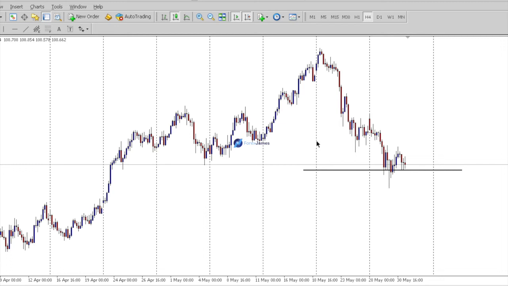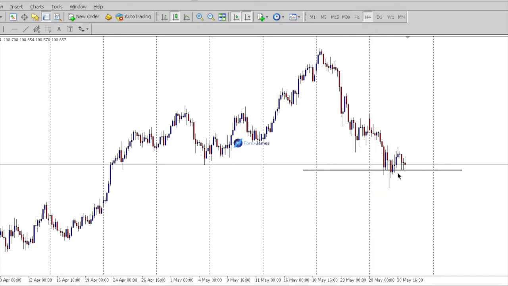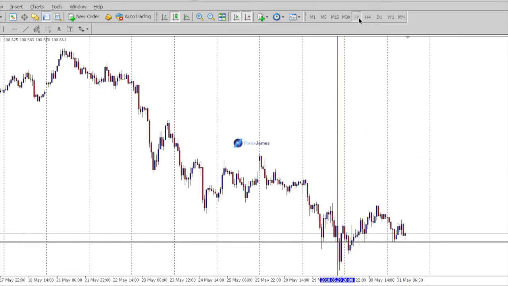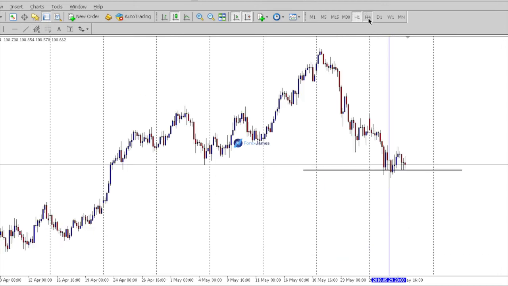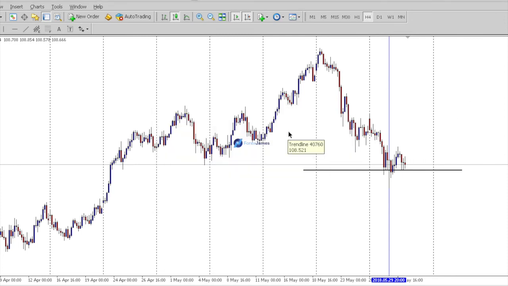So how can you make use of this information for your own trading? You simply wait for the fake out to happen and enter on the pullback right where the line is. This is the turn, the fake out. You wait for price to pull back, and you can either enter the market with a limit order or a market order. See how price just returned to this line? We'll just wait and see if price eventually moves to the upside. So this is the dollar yen.